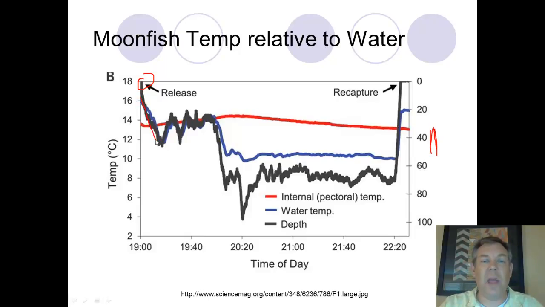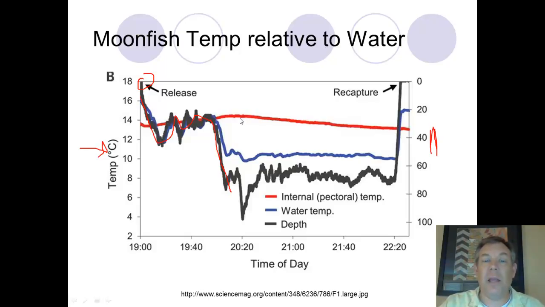So then the fish swam down and kind of swam up and down a little bit, and then it swam down into deeper water. And the blue line, which is also on the same scale as temperature over here, represents the temperature of the water, which tracks the depth pretty well, which makes sense. If you go down deeper, it gets colder. But the important thing is the red line here.